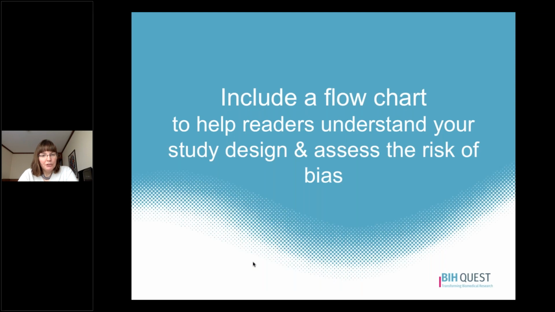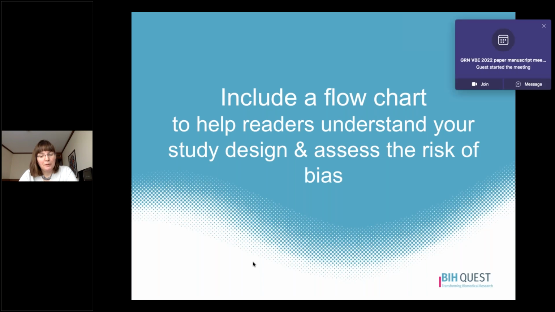Okay, I'm not going to talk too much about this today because we had an entire session on flowcharts, but this is just a reminder that you want to include a flowchart in your study to help readers understand your study design, as well as assess the number of excluded observations, the reason for exclusion, and the risk of bias as a result.